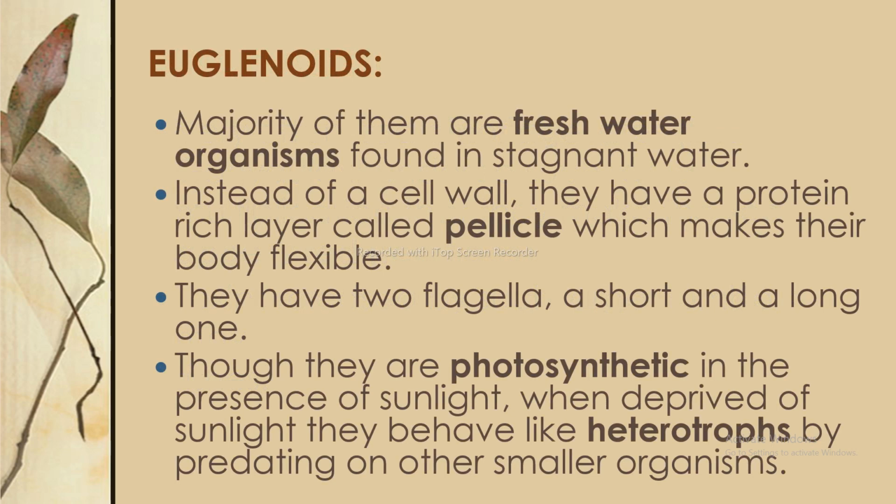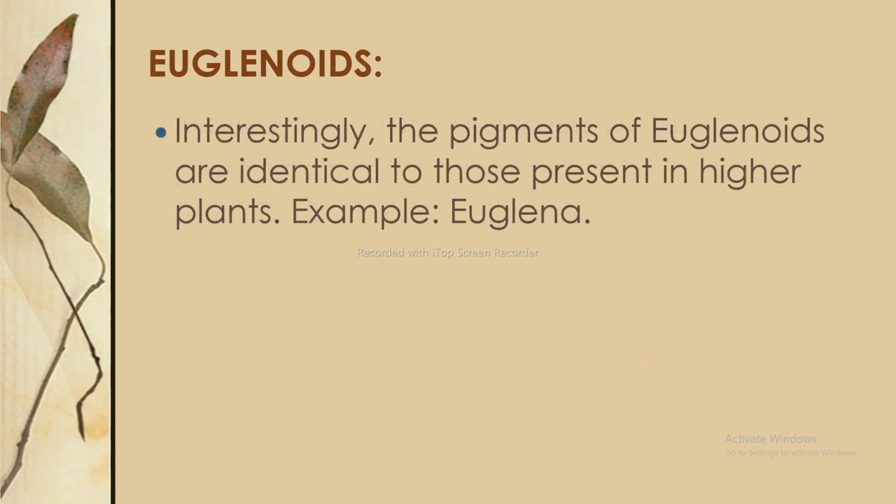Next is the euglenoids. The majority of them are freshwater organisms found in stagnant water. Instead of a cell wall, they have a protein-rich layer called pellicle, which makes their body flexible. They have two flagella, a short and a long one, though they are photosynthetic in the presence of sunlight. When deprived of sunlight, they behave like heterotrophs by predating on other smaller organisms. Interestingly, the pigments of the euglenoids are identical to those present in higher plants, for example, Euglena.